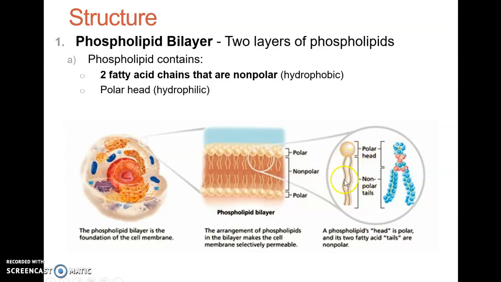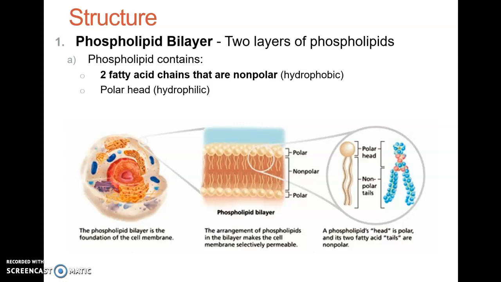And these are nonpolar. These are your hydrophobic parts of your phospholipid. These do not like water. And your polar head, hydrophilic, it attracts water. Water is a polar molecule. And polar, light goes to light. That's actually a big thing in chemistry. So polar things are attracted to other polar things, and nonpolar things are attracted to nonpolar things.